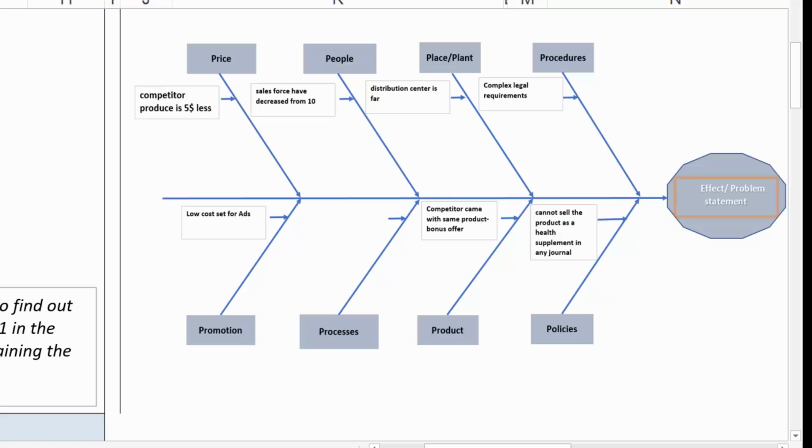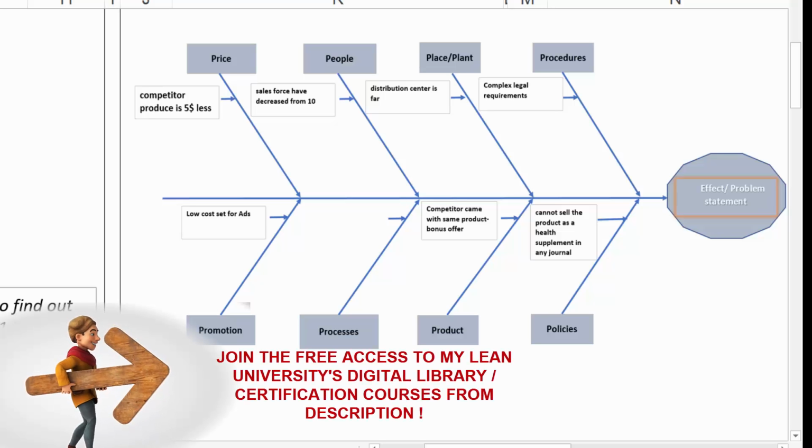For product, suppose the competitor came up with a similar product but with a bonus offer. For people, suppose our sales force has decreased from 10 people to 7 and 2 of them are newly recruited, so they haven't gone through the proper sales training also. For process, suppose we have no identified flaw with it and the price of the competitor product is $5 less. So it seems like there are obviously different factors accounting for low sales of the product, and definitely one or several of these could be responsible for the low sales. Sometimes the combination of all these factors is accountable for the low sales.